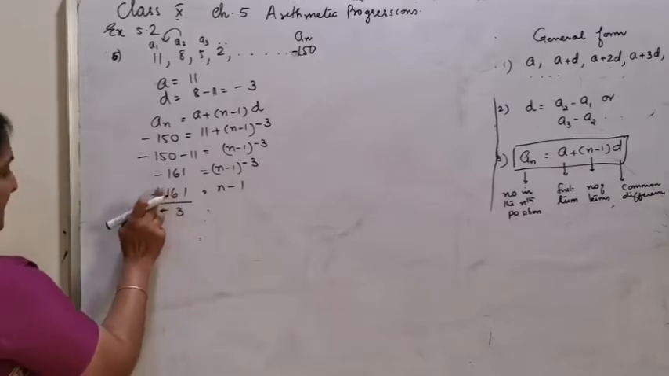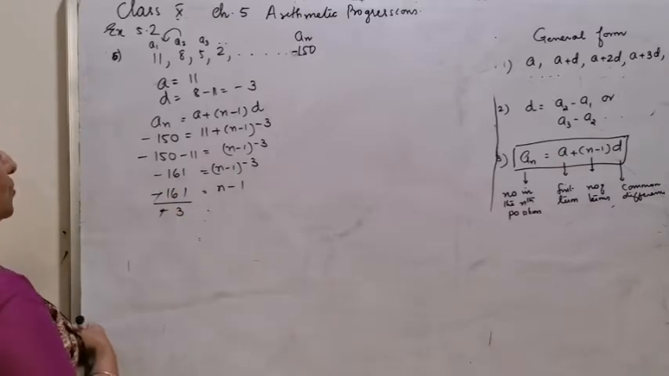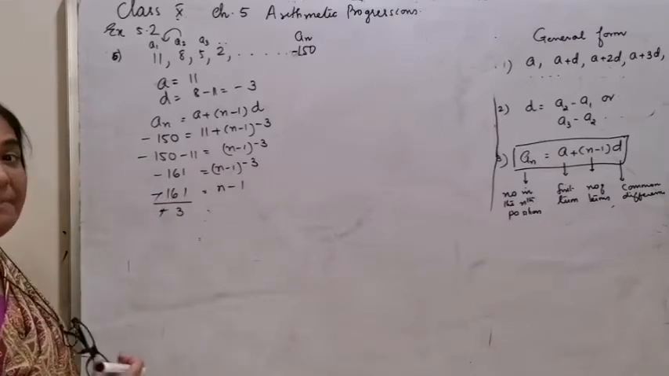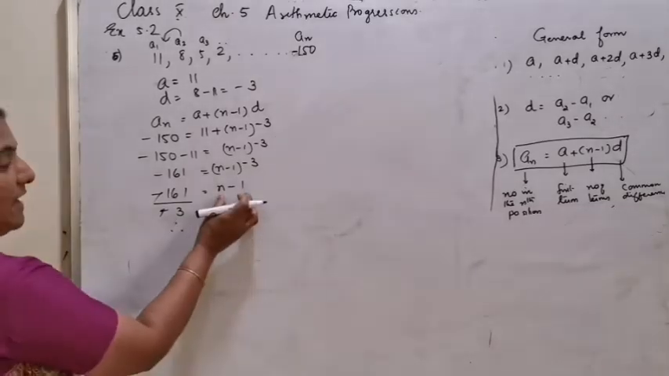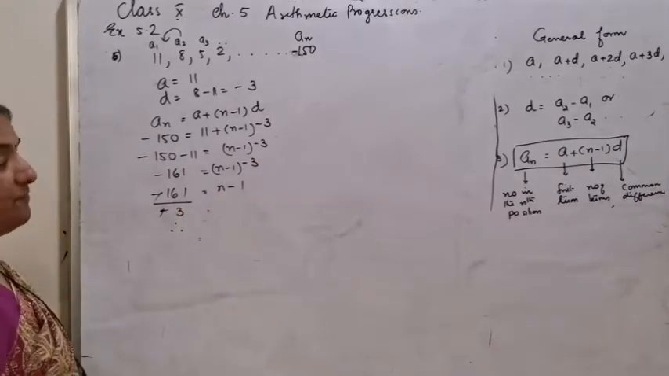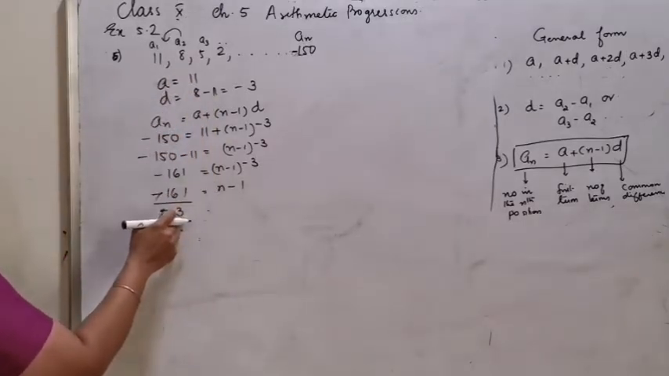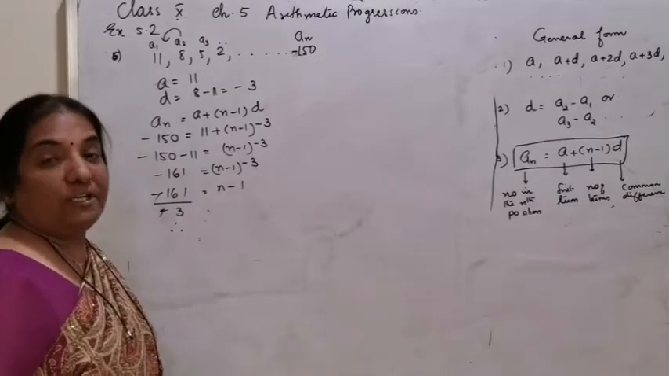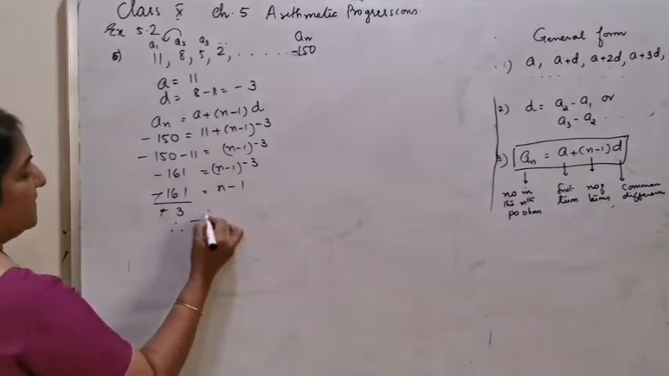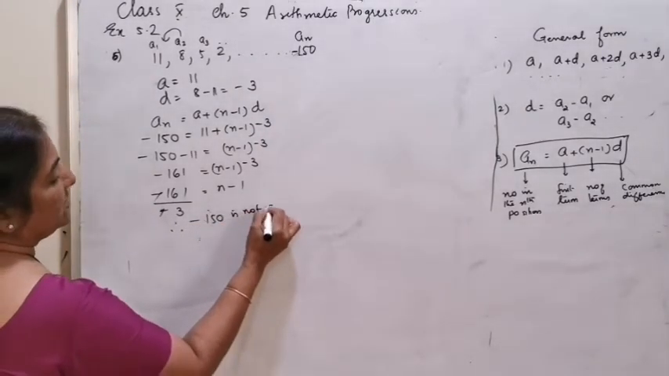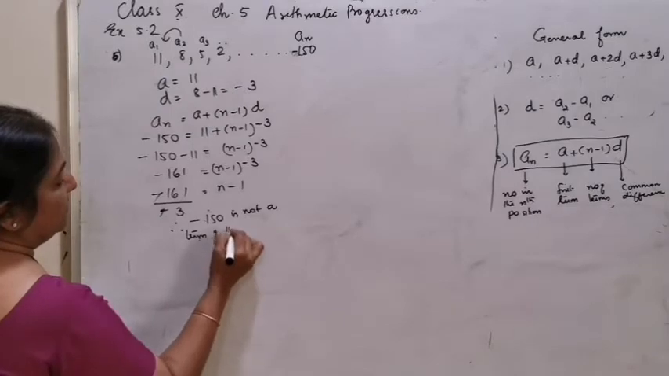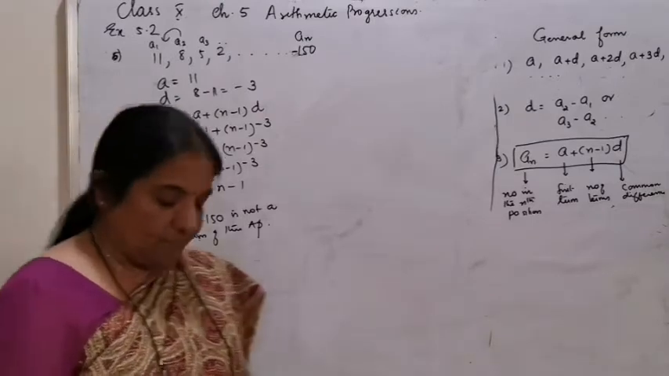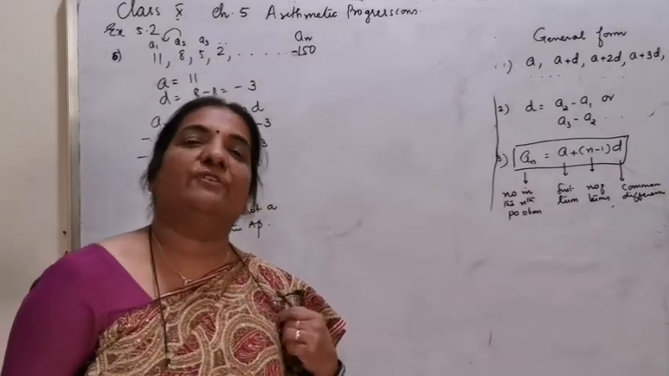If a number is divisible by 3, the sum of its digits is divisible by 3. Let's total the digits and see. 1 plus 6, 7, plus 1, 8, which is not divisible by 3. Therefore, the value of N will be a fraction. 161 is not divisible by 3, which shows that N does not have a whole number value. You can just write it as, therefore, minus 150 is not a term of this AP. The value is becoming a fractional value, which is not possible for the value of N.